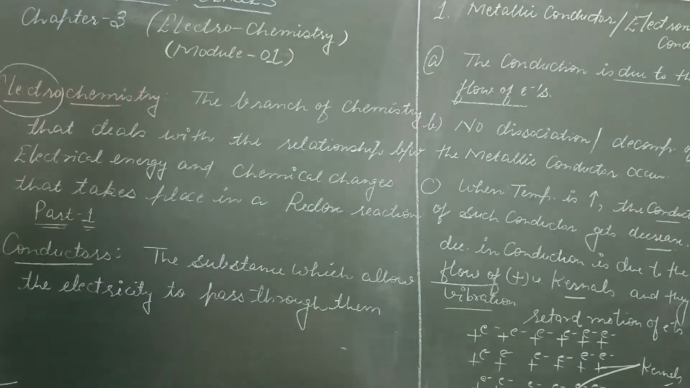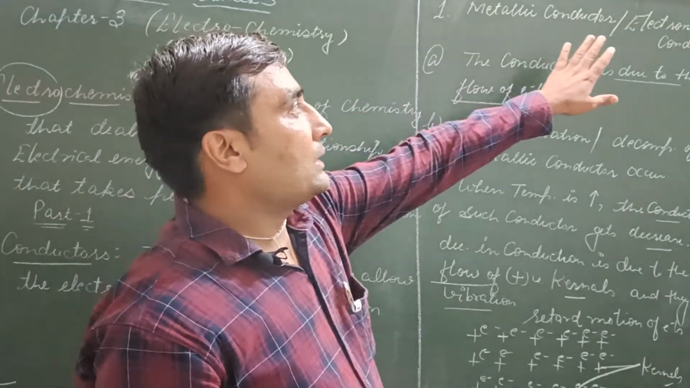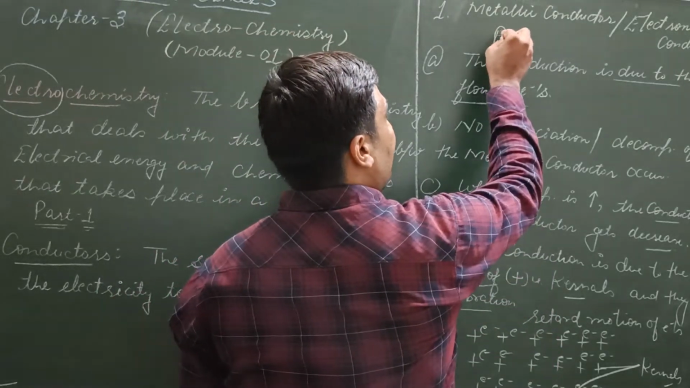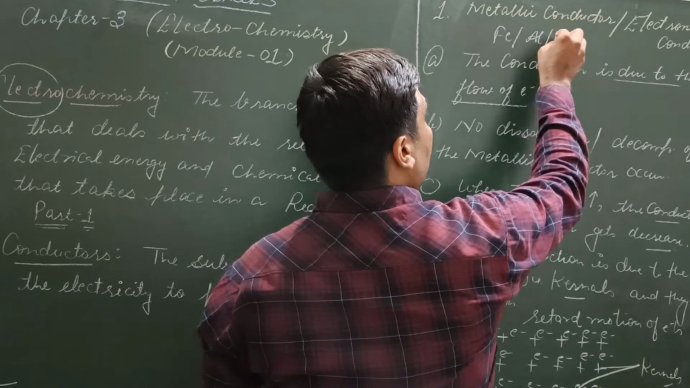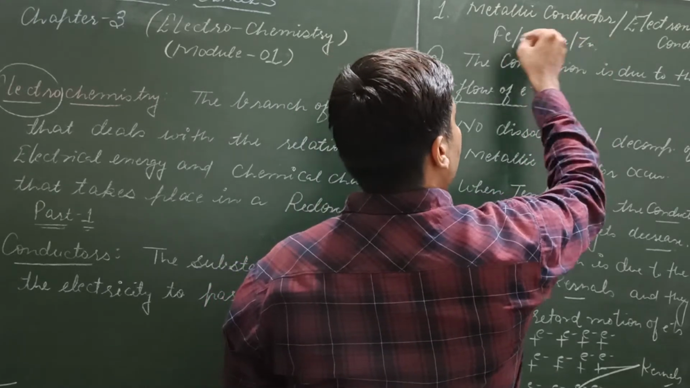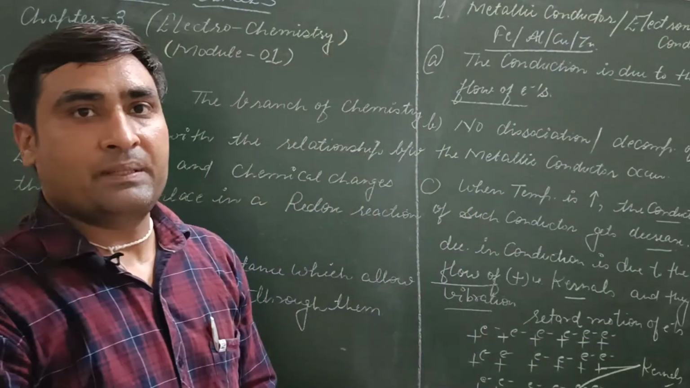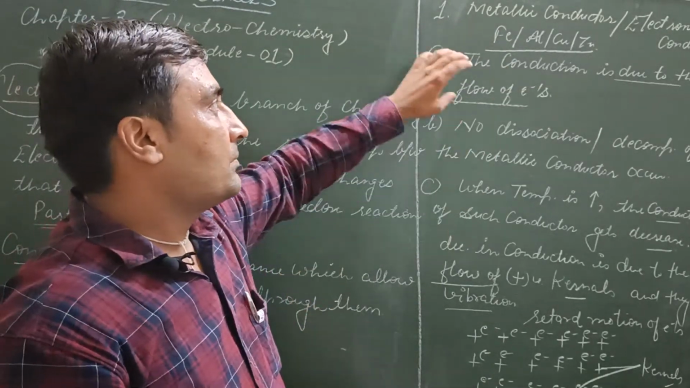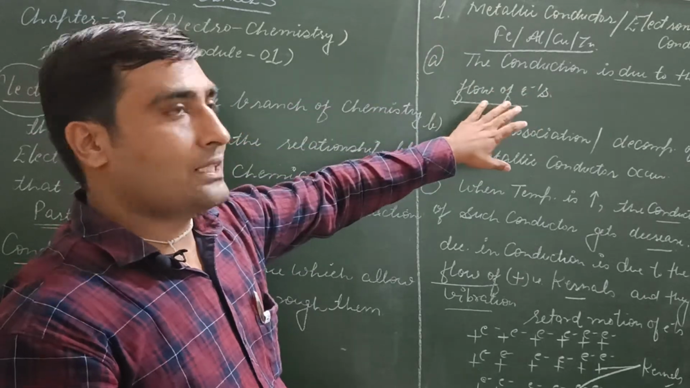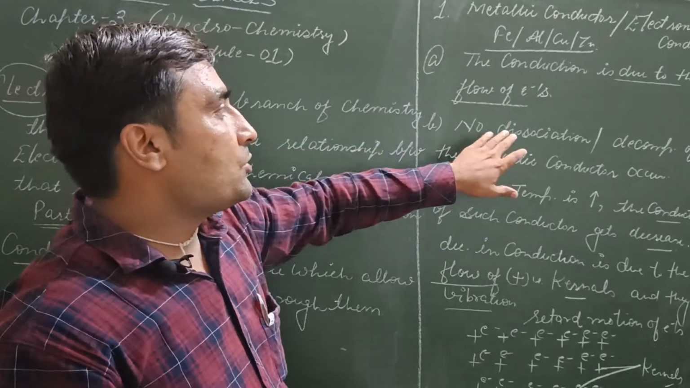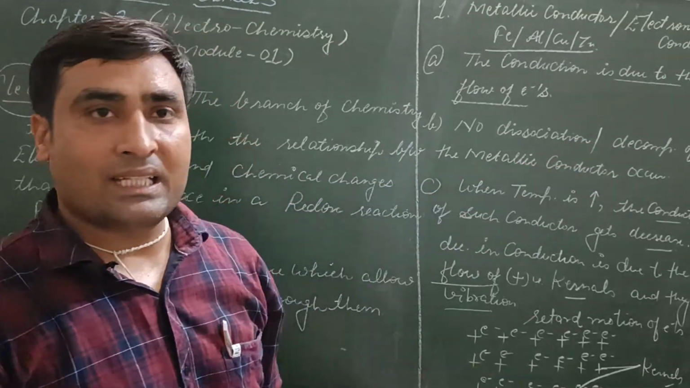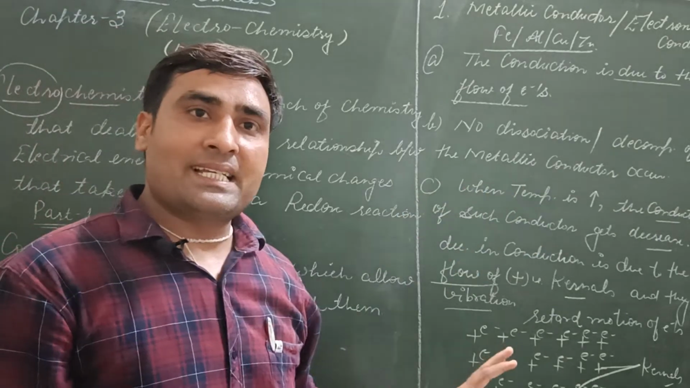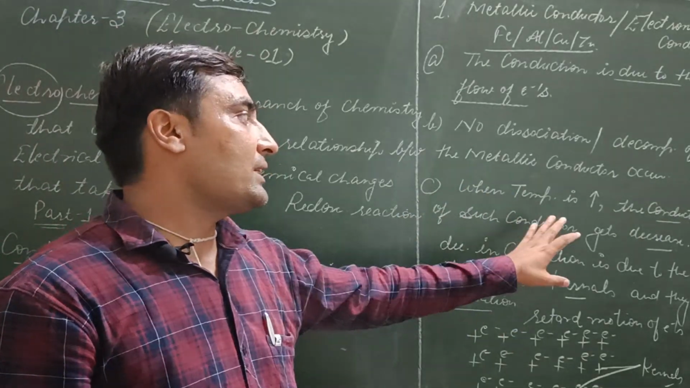So let's study it again. The metallic conductors or electronic conductors are generally metals. For example, we have iron, aluminium, copper, zinc, etc. Here the conduction is due to the flow of electrons. There is no dissociation or decomposition of the metallic conductor. Next, when temperature is increased, the conduction of such a conductor gets decreased.